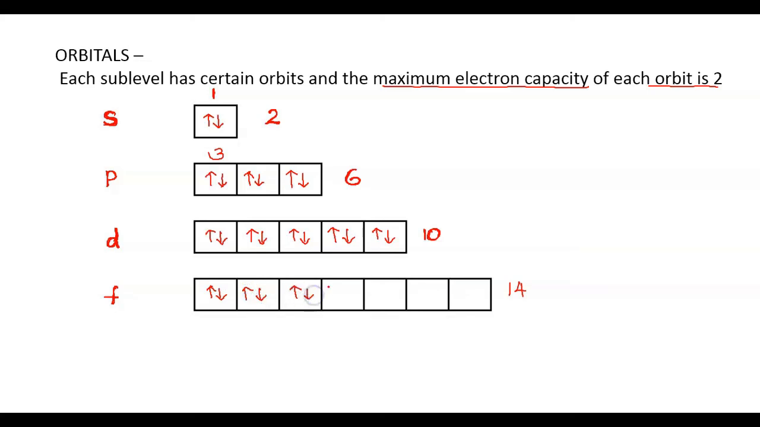You need to learn this by heart: the maximum electron capacity of S, P, D and F orbitals. For S, the maximum electron capacity is 2 and the number of orbitals is 1. For S, P, D, F, the numbers of orbitals are 1, 3, 5, 7. You need to learn these by heart. And the number of electrons: 1 into 2 is 2, 3 into 2 is 6, 5 into 2 is 10, 7 into 2 is 14.